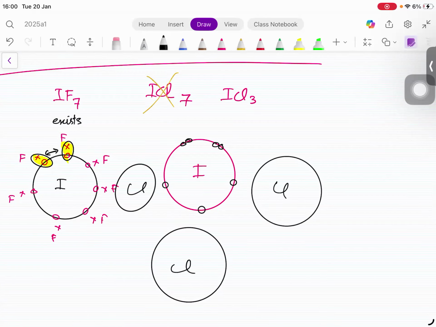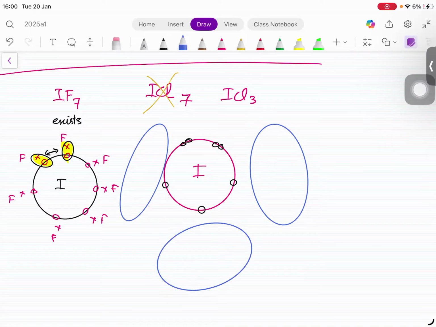So if I show it like this, just for the sake of argument, when 3 chlorines are here, one is on this side, one is on this side, one is on this side, so there is no space left. This is called steric hindrance. When these atoms which are around the central atom repel each other, they do not have enough space, and this phenomenon is known as steric hindrance. So if the central atom has big atoms around it, because of steric hindrance, they cannot expand the octet.